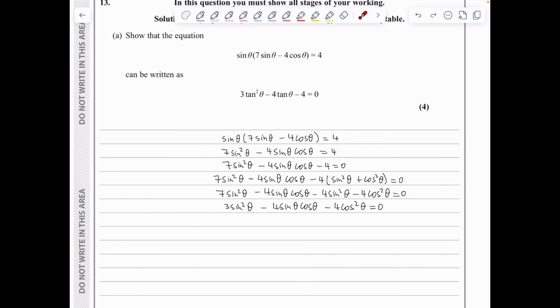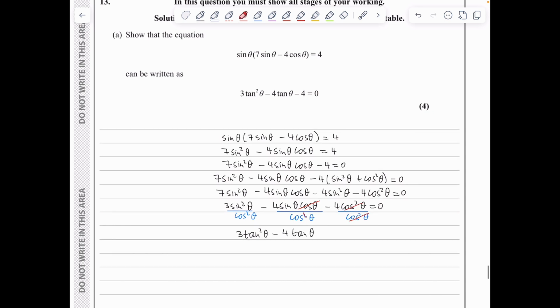Now we can see that we've got the right coefficients, 3, negative 4, negative 4, according to the equation we need to arrive at. And I also need to divide throughout by cos squared theta. This will allow the tan theta to start appearing here, because we know that tan theta is sine theta over cos theta. So the sine squared over cos squared will give me tan squared. So we've got 3 tan squared theta. Then the cos theta with the cos squared theta will leave me a cos theta in the denominator. So we're looking at negative 4 tan theta. And the cos squared with the cos squared will cancel out, giving me negative 4 being equal to 0 as required.